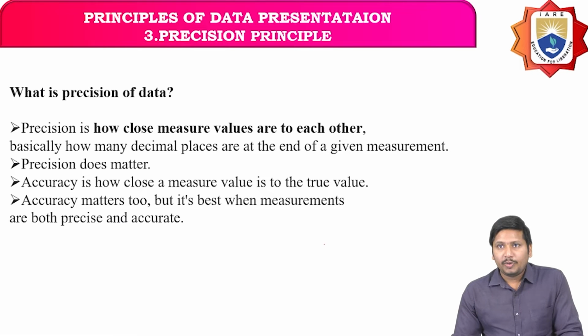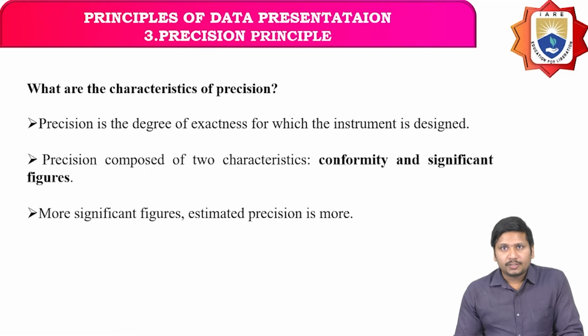Basically, the number of decimal places at the end of the given measurement is the precision of the data. Accuracy and precision are almost the same, but accuracy is how close a measured value is to the true value. Accuracy matters too, but it is best when the measurements are both precise and accurate. Whatever measurements we take should be precise and accurate, and only then will the presentation be very clear and understood by the audience.